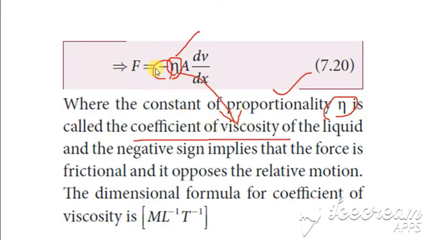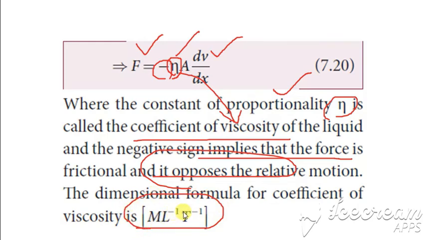Here we have the minus sign. The minus sign says that the force and the velocity are in opposite directions. It opposes the relative motion, and the dimension formula is M L to the power minus 1 T to the power minus 1. Clear?